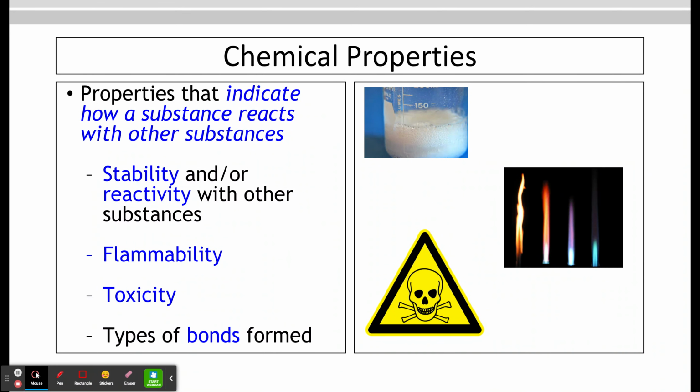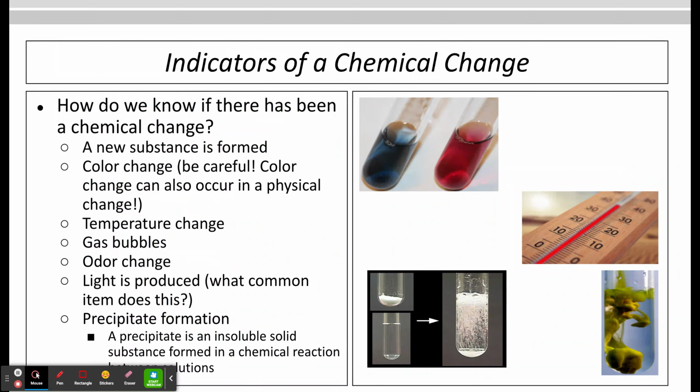Reactivity is how it reacts with different things. Flammability means its ability to catch fire. Toxicity is how toxic it is to humans mostly, or to organisms. Types of bonds formed, we'll talk about this when we get to units 5 and 6, and the rest of the year. Just like you have different bonds with your family versus your school friends versus your work friends, atoms can also form different types of bonds. So those are all chemical properties. By performing any of these or observing those properties, you are changing the substance.